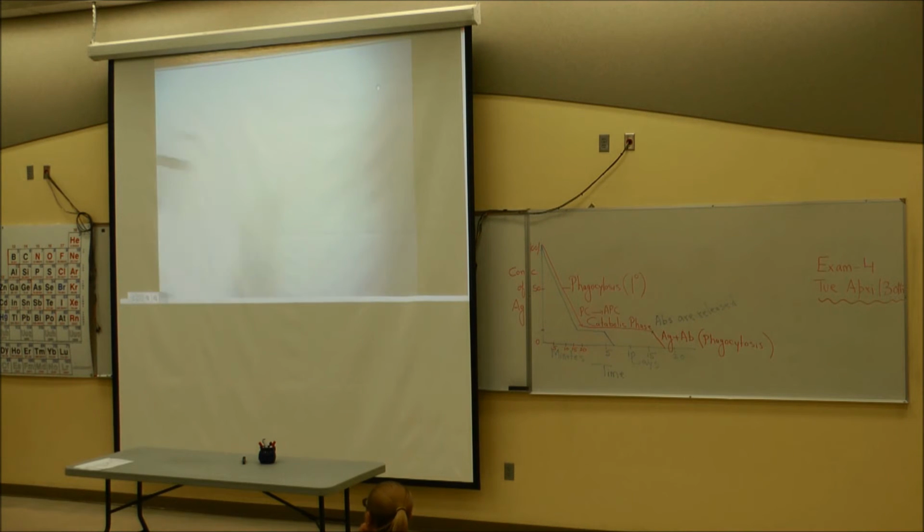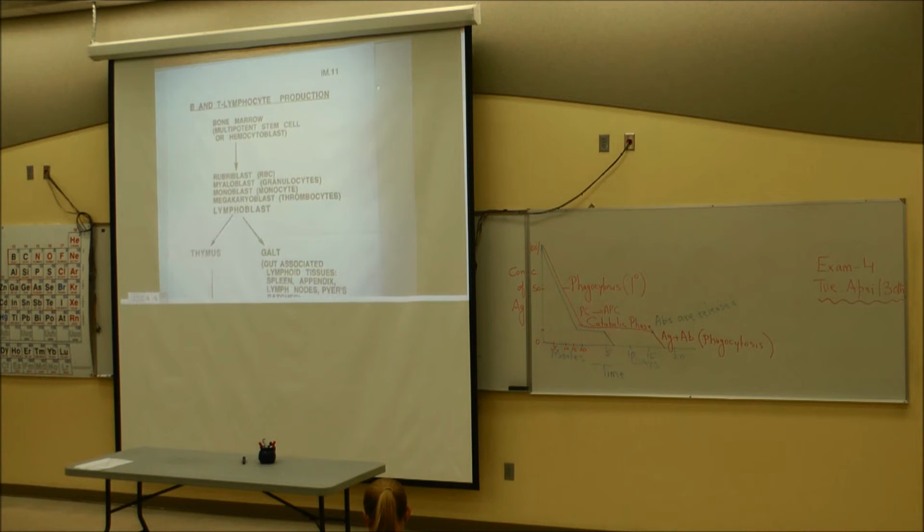What is the origin of these cells, B lymphocytes and T lymphocytes? Where do they come from? All blood cells come from bone marrow. Their mommy is this right here, hemocytoblast.